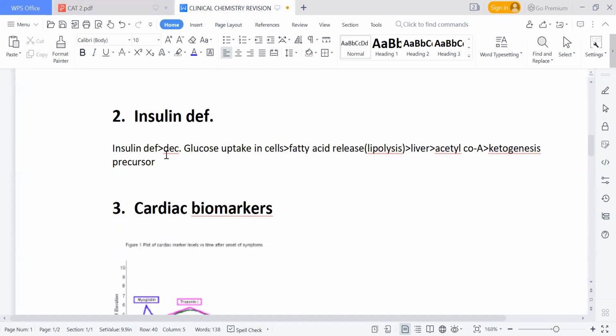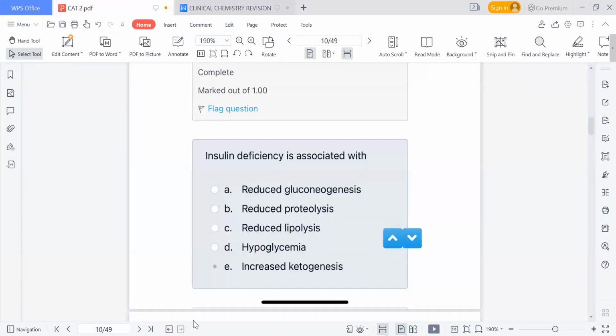So an insulin deficiency causes a decreased glucose uptake in cells, and in turn, fatty acids are released. This is the process called lipolysis. And the fatty acids are transported to the liver. They're converted to acetyl-CoA, and acetyl-CoA is a precursor in ketogenesis, the synthesis of ketone bodies from fatty acids. So the answer is E.